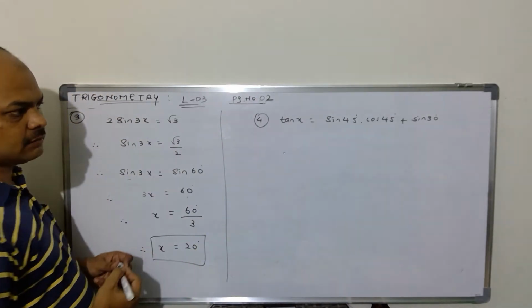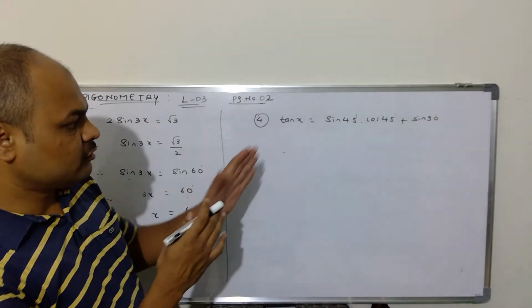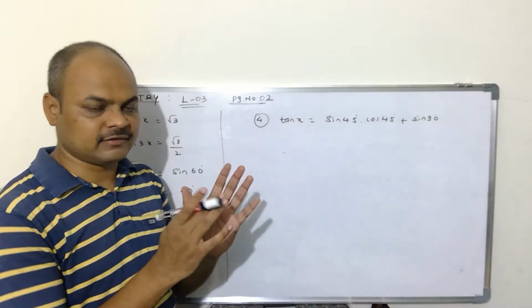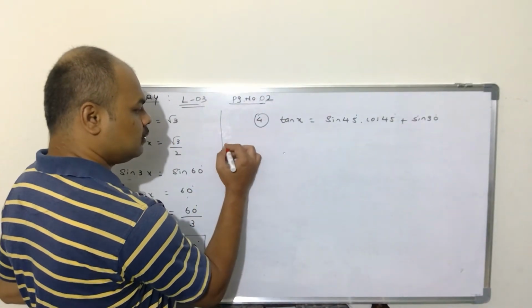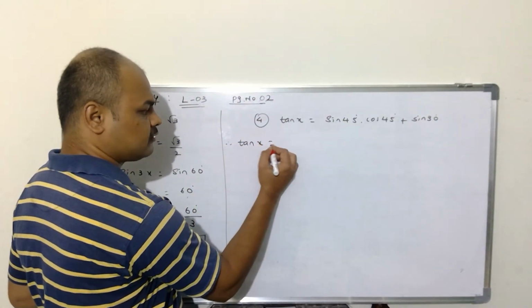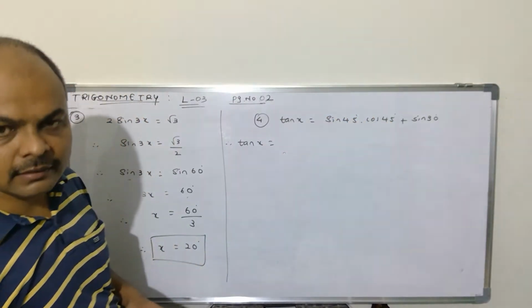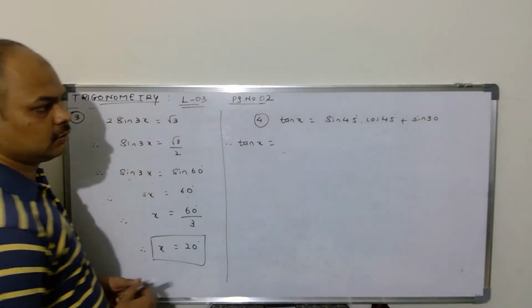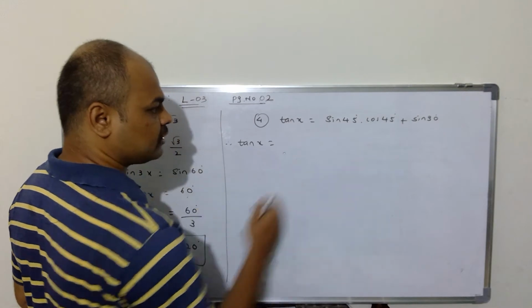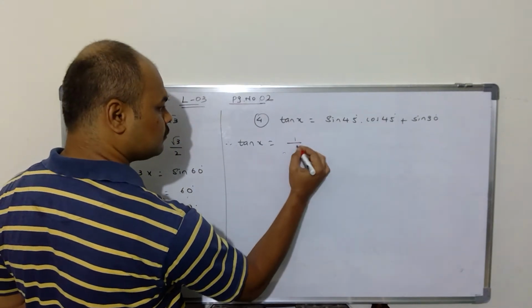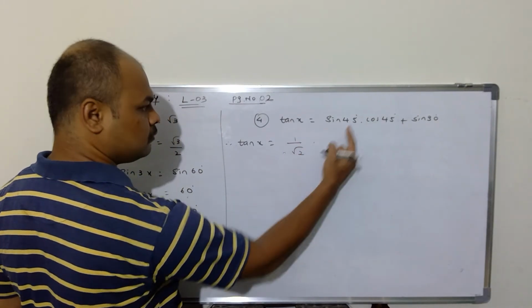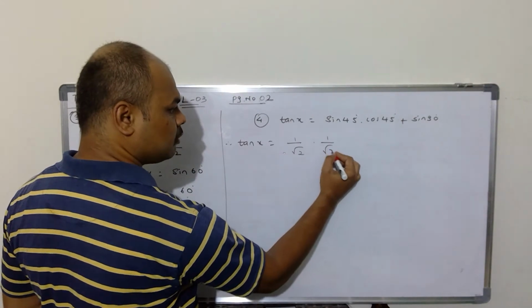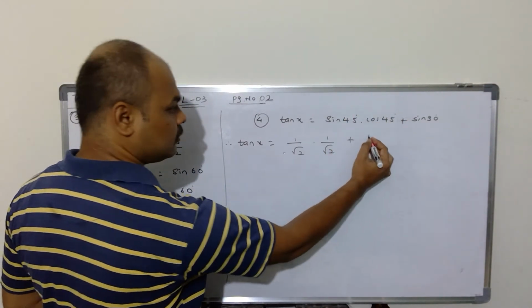Okay. Same is here. But the issue is that x is on the left hand side and it is only tan x. There is no other number. So tan x remains as it is. On the right we have different angles. Okay, let's work on that. Sin 45 degree is 1 by root 2. Cos 45 is 1 by root 2. Sin 30 is half.